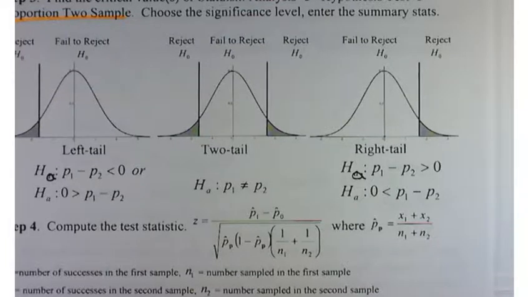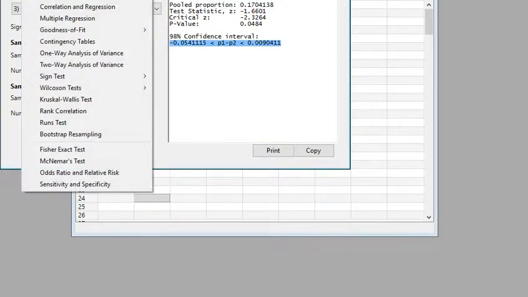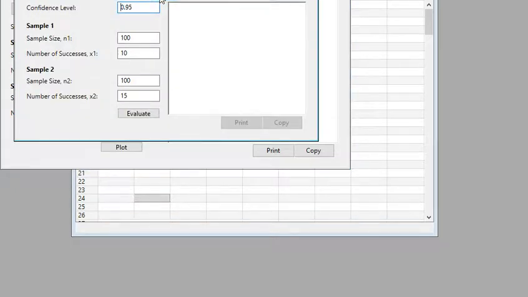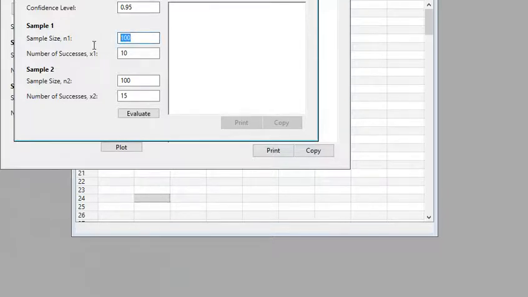In fact, you know what? It's not a bad question. If we were to go up to analysis and then confidence intervals, we could do a confidence interval for two proportion samples. I was hoping that it would import our last calculations. It didn't. So let's put in the numbers real quick. 1545, 246, and then 1577, 1524, 4, and 277.